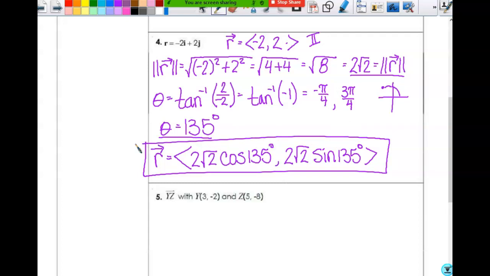That's what I got. Do we have any questions at all? Easy enough? So it's a lot of the same process that we did before, and it is your r thetas, or your magnitude thetas. Okay? All right, let's look at number 5 then.